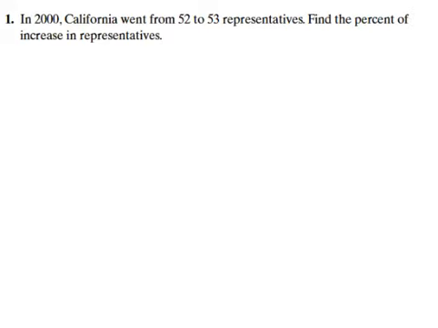In 2000, California went from 52 to 53 representatives. Find the percent of increase in representatives. We're still going to use that same little formula, new minus old over old. So we're going to set this problem up by writing 53 is the new number of representatives, 52 is the old. So 53 minus 52 over 52. Well, 53 minus 52 is 1, so we now have 1 over 52.